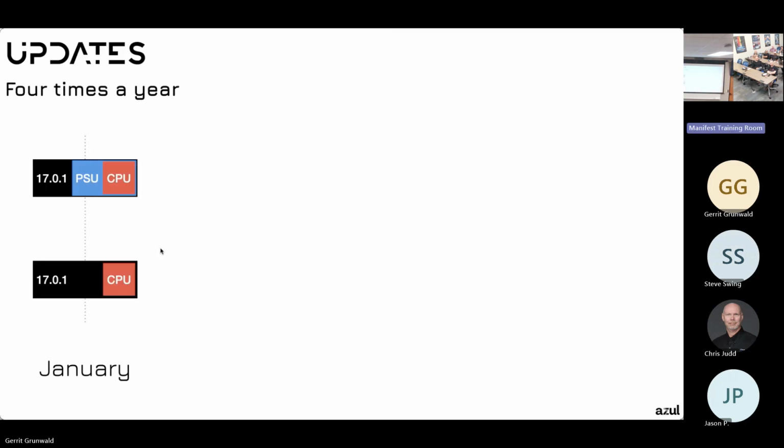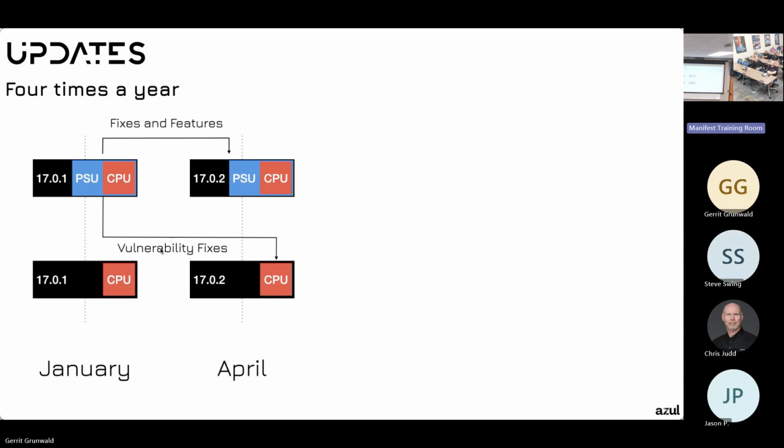How it works is a little bit strange to understand. JDK 17 came out in September, and then in January we had 17.0.1. On the top part, we see the PSU, and the PSU contains the CPU. On the lower part, this is just the CPU update, okay? Then if we go to the next one, we get an update 4 times a year. In April, the PSU gets all the security fixes and so on, and new features, in 17.0.2. But the CPU, sorry, gets only the vulnerability fixes from 17.0.1. No new features.